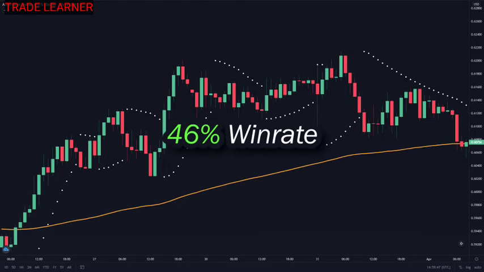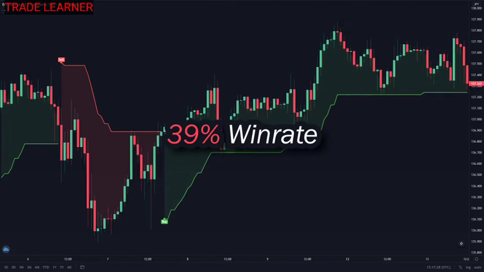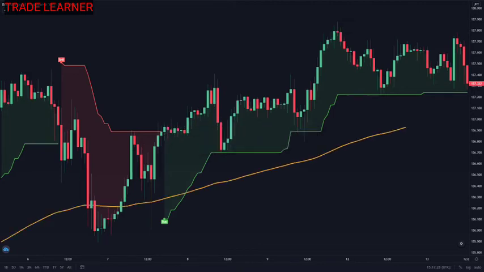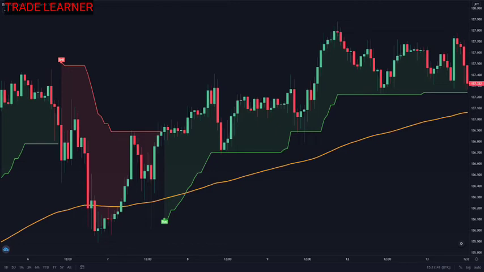It also works with other indicators as well. For example, the super trend. If you're trading only using the super trend indicator, it will give a win rate of only 39%. But if you combine it with a 200 EMA, it can boost that win rate to 48%. So adding the 200 EMA with any indicator can automatically increase its win rate. And the way you combine the 200 EMA with other indicators is very simple.